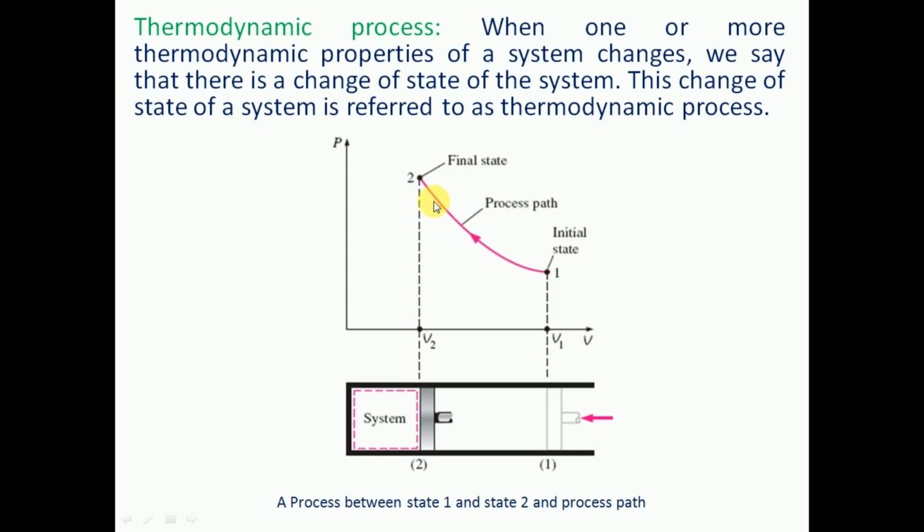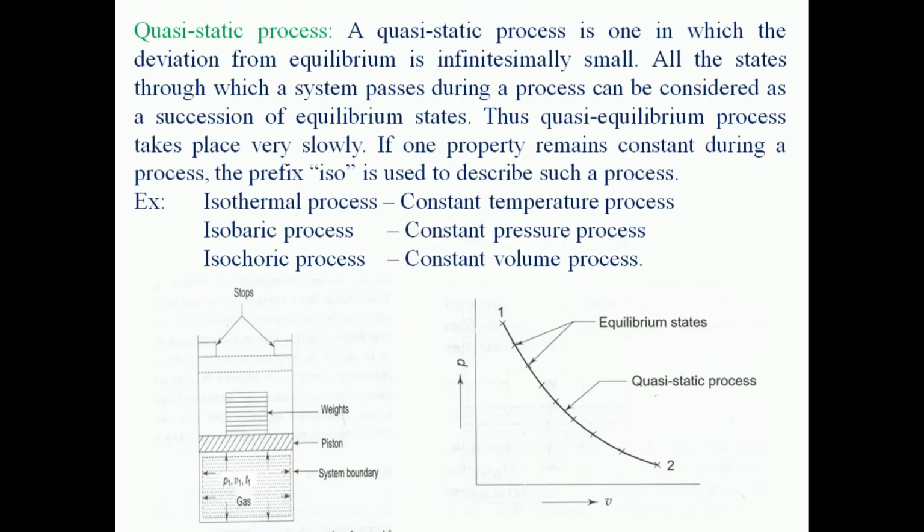This is the process. The representation is also given by this piston and cylinder arrangement. Initially the volume is higher and the pressure is lower, and as the piston moves, compression takes place, therefore the volume reduces and the pressure increases.